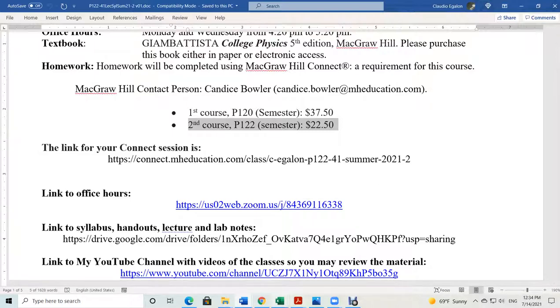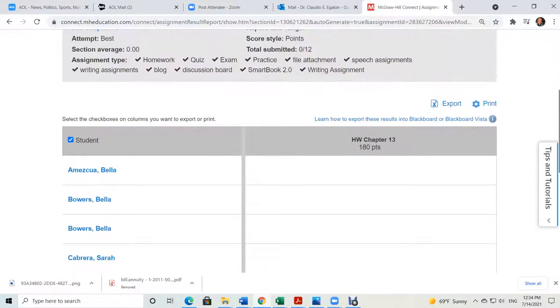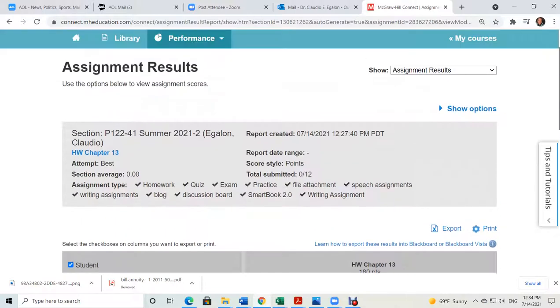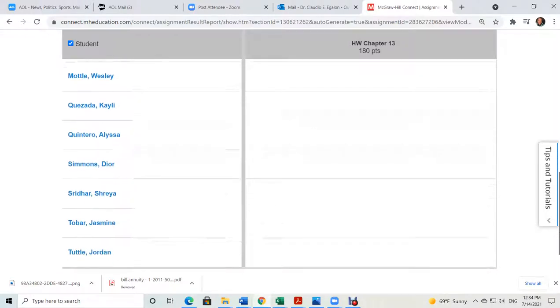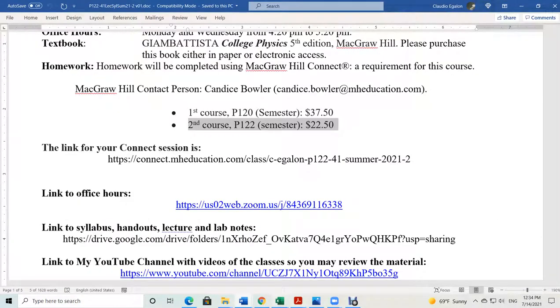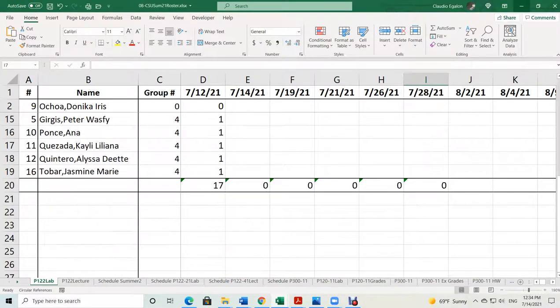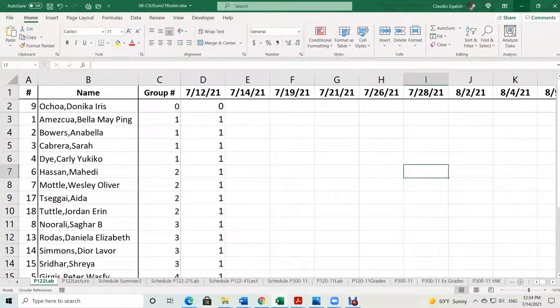I have seen several students already log in. Here's a list of the students that are in Connect right now. Let me see how many we have. 12, right? We're supposed to have 18 students. Oh, actually, yeah, we're supposed to have 18 students. So is anybody having any problems with Connect? Have you been able to log into Connect, have you been able to purchase?